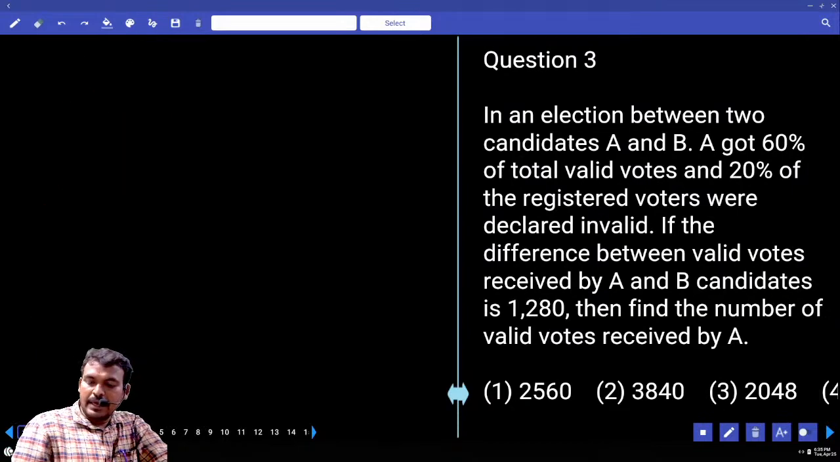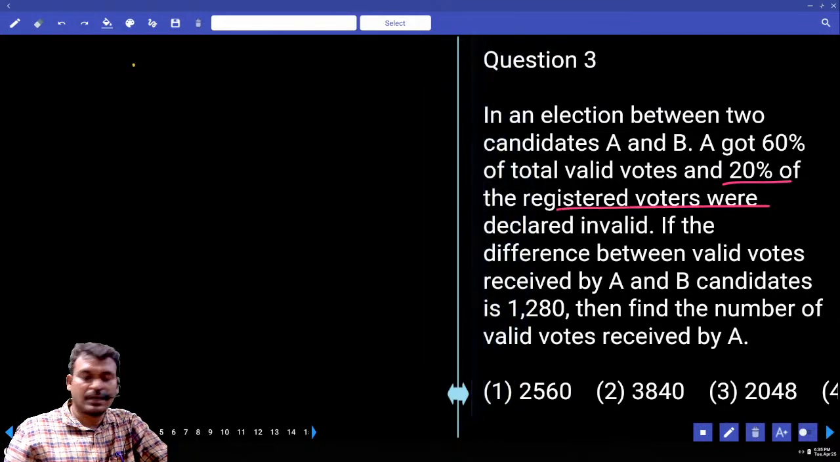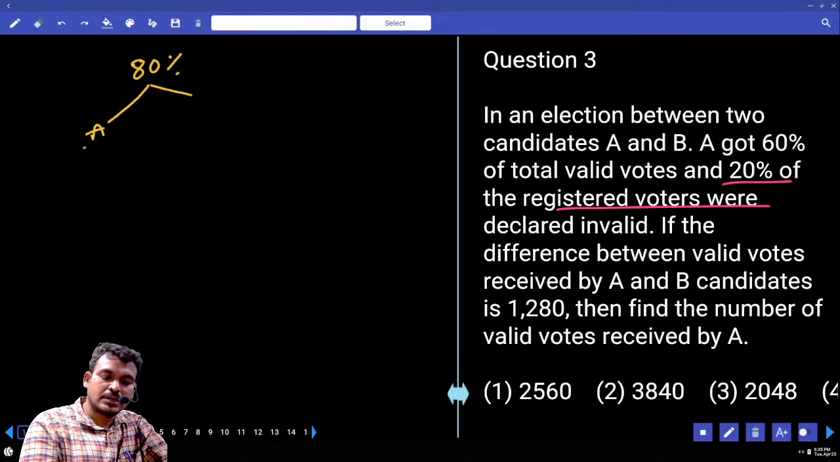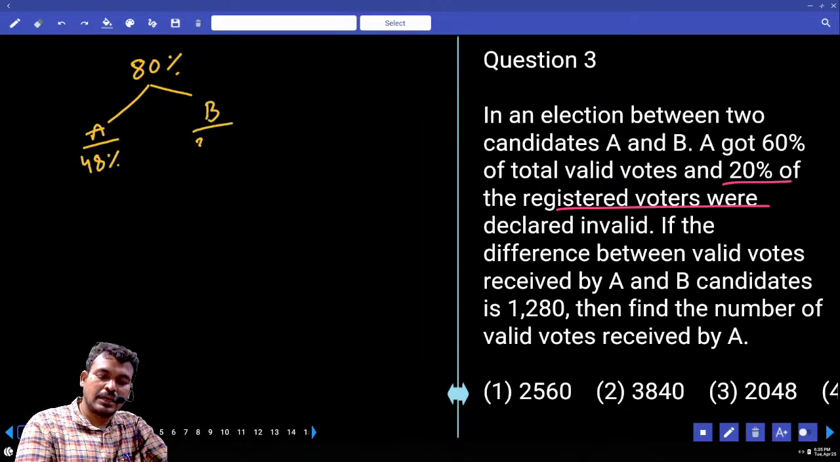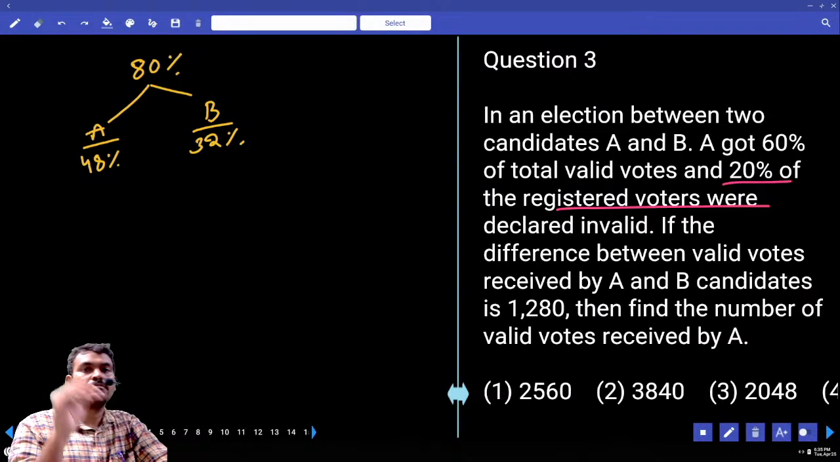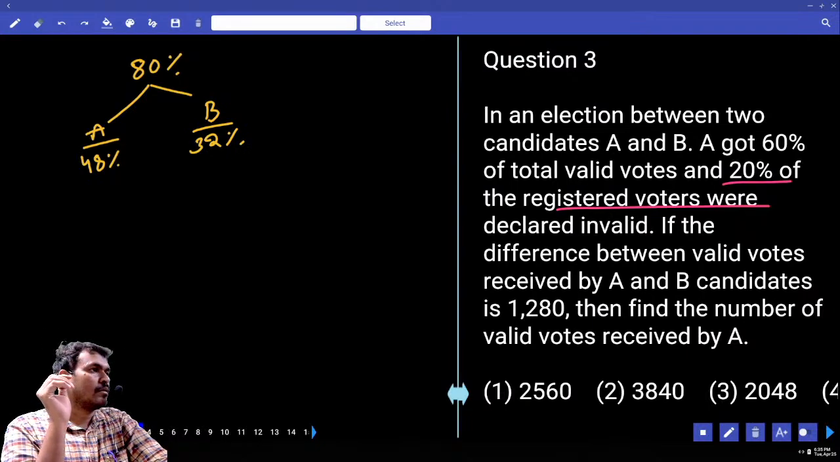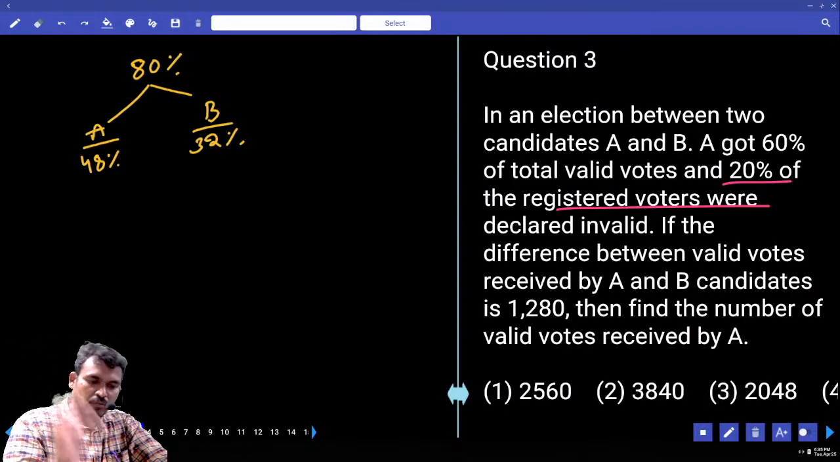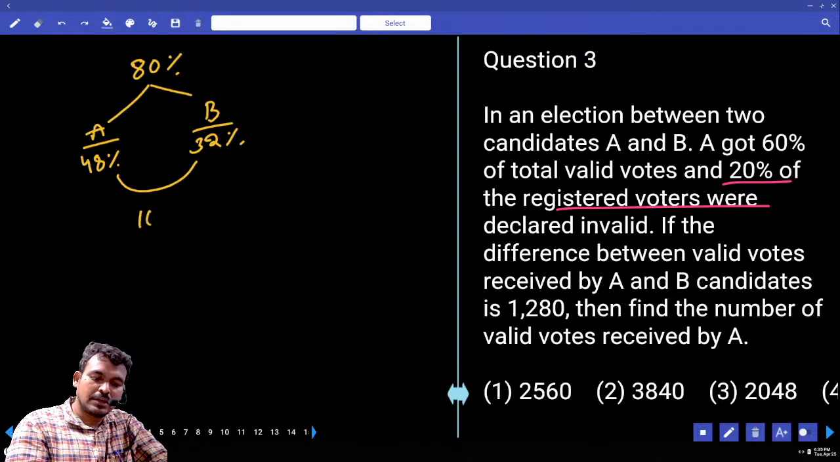First, A got 60% valid votes, but 20% of registered voters are invalid, means valid votes are 80%. In that, A got 60%. What is the 60% of 80? 48. What did B get? 32%. Out of 80, 60% is 48. What is the remaining? 32. What is the difference between 48 and 32? 16. What is the 16% value?